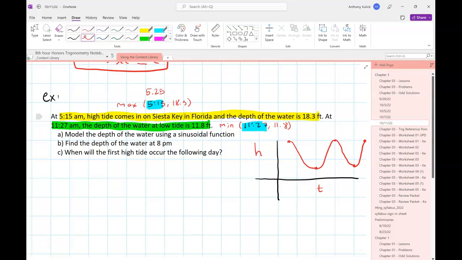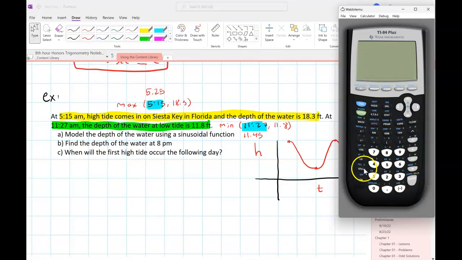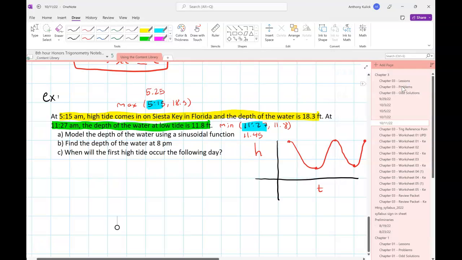So 5:15 as a decimal is 5.25 hours, and 11:27 is 11.45. 15 divided by 60, goodness gracious, Mr. Kulik, is 0.25, and 27 divided by 60 is 0.45. That's where I'm getting these decimals coming from. Just converting them into hours. All right.